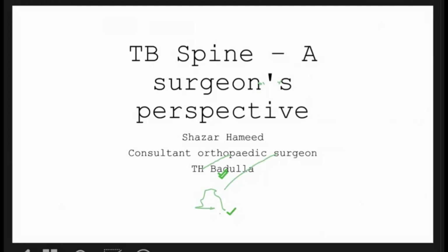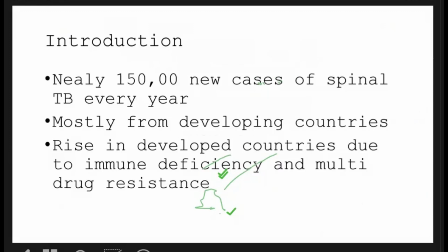So TB spine, a surgeon's perspective. I'll discuss only the essentials and the principles of it, in the interest of not repeating whatever has been mentioned before. Nearly 150,000 new spinal TB cases are discovered every year, and it happens to be mostly in developing countries.